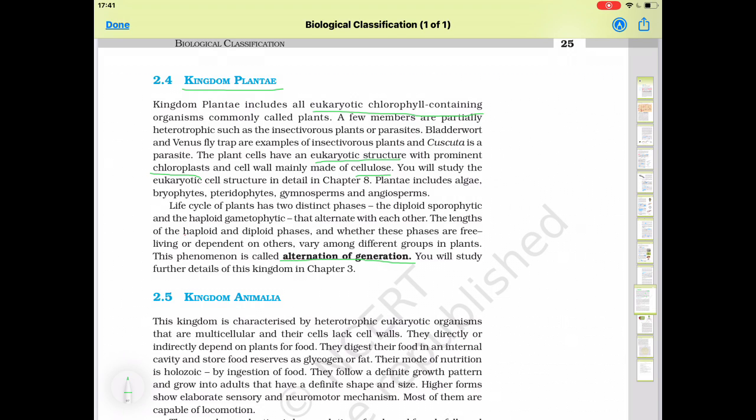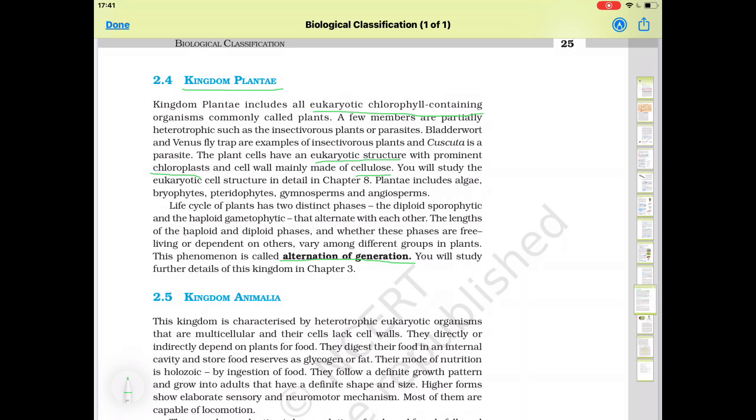The diploid phase alternates with the haploid phase, or the haploid phase alternates with the diploid phase. In this way, when one phase alternates with the other, this is known as alternation of generation.